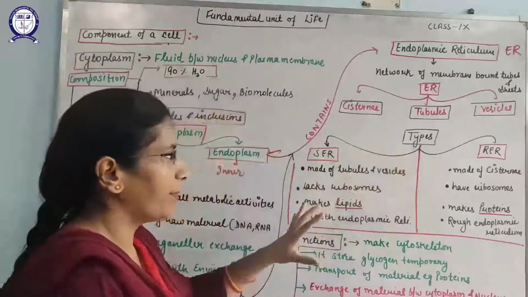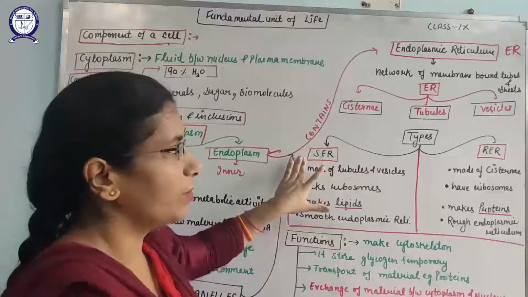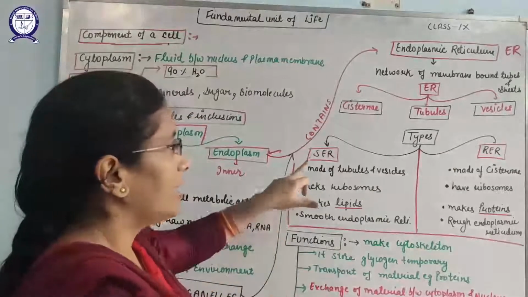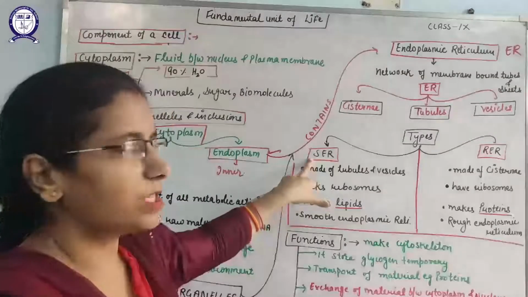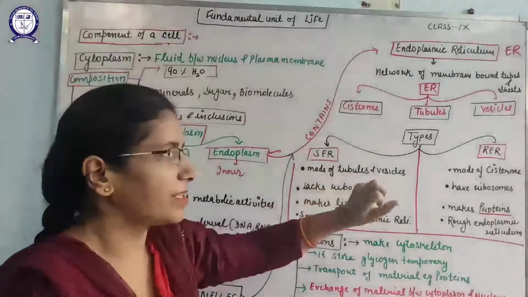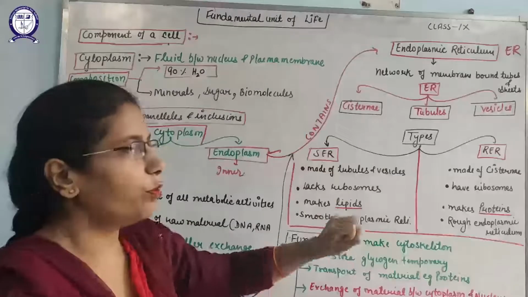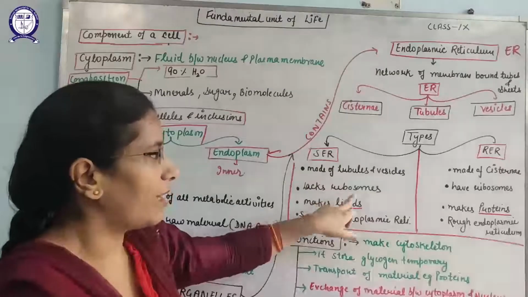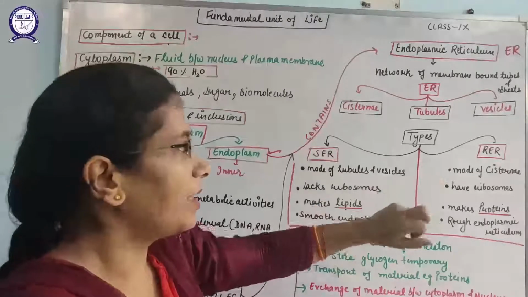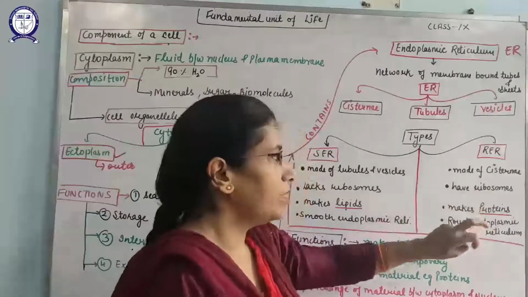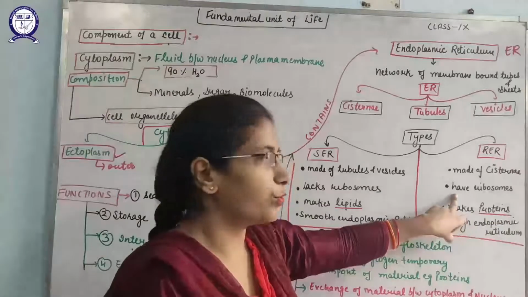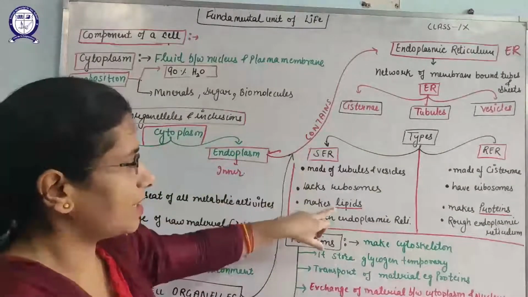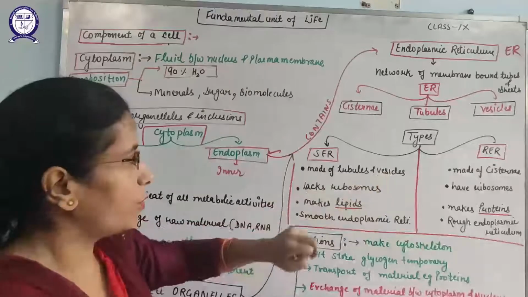So it is of two types. One is the smooth endoplasmic reticulum and the second is the rough endoplasmic reticulum. SER is made up of tubules and vesicles, and RER is made up mainly of cisternae. SER lacks ribosomes, that is why it makes lipids. RER has ribosomes, that is why it makes proteins. So SER synthesizes lipids and RER synthesizes proteins.